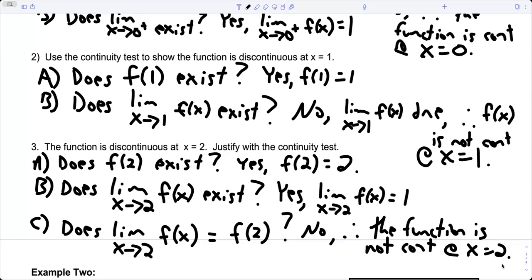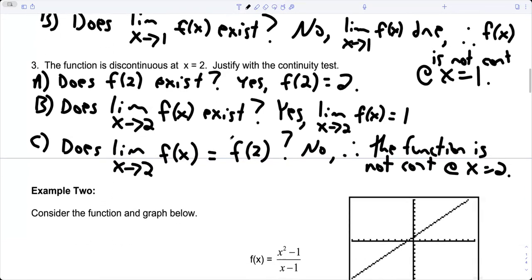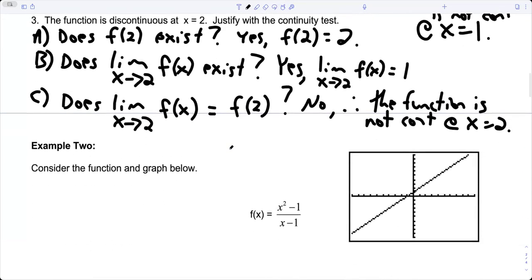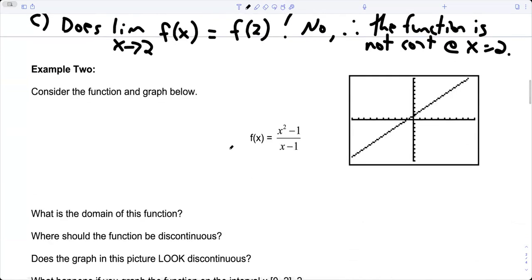So the next part says, consider the function and the graph below. We have f of x is equal to x squared minus 1 over x minus 1. The first question says, what is the domain of this function? Tell me, please. Cheyenne, tell me the domain.